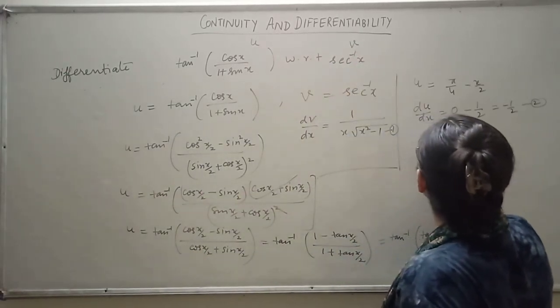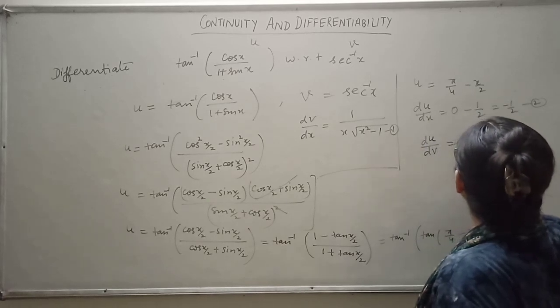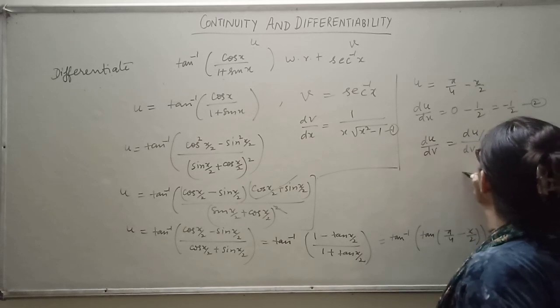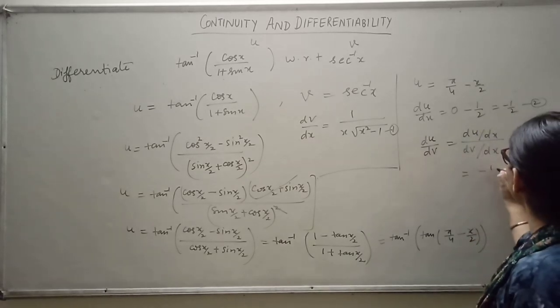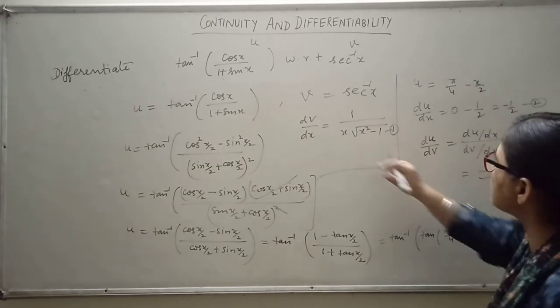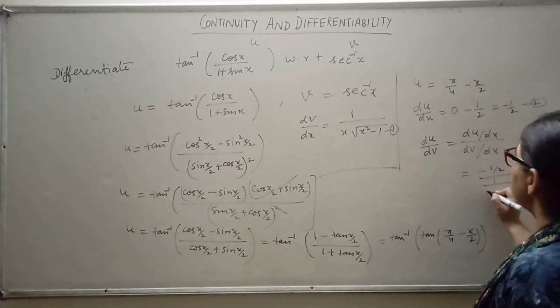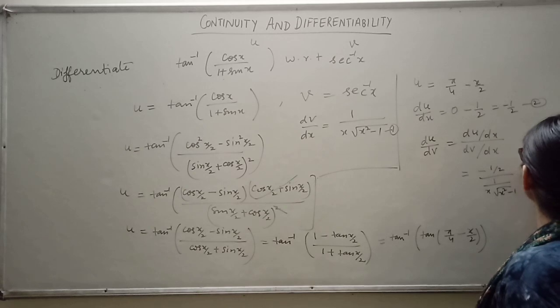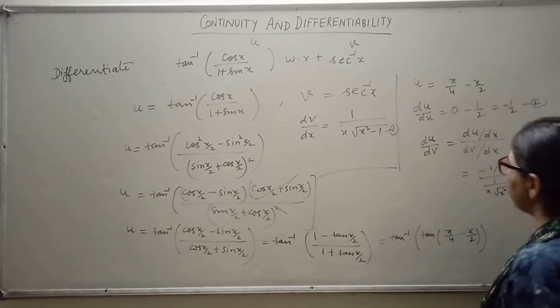So du by dv is equal to du by dx divided by dv by dx. So du by dx is minus 1 by 2 and dv by dx is 1 upon x square root of x square minus 1. So it becomes minus, this will go in the numerator and this will come here. This is your final answer.